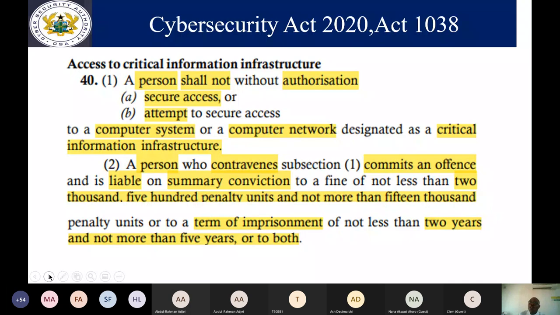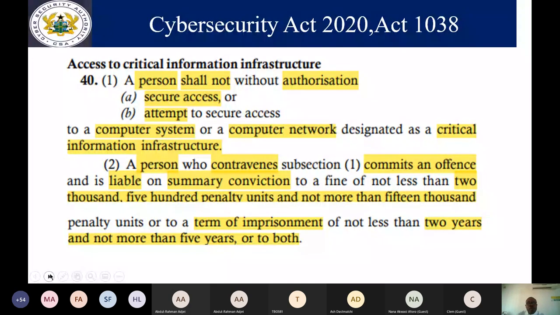But where you do not have any authorization and you undertake unauthorized access, you would be deemed to have contravened the section and committed an offense, for which you can be imprisoned for up to 2 years and also pay some fine.